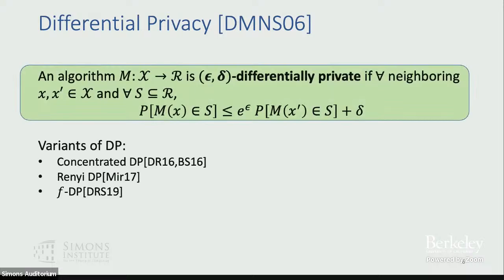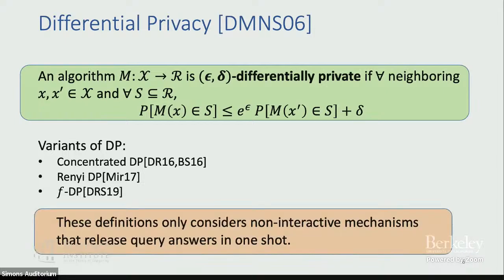Based on other notions of measuring the closeness, we have also seen several variants of DP in the literature. For example, we have concentrated DP and Rényi DP, which are based on the Rényi divergence. And we also have f-DP, which is based on the trade-off function between the type 1 and type 2 errors in distinguishing the two neighboring databases.